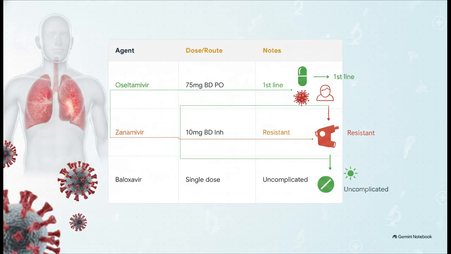When you do need to use antivirals, here's a look at your pharmacological arsenal. First-line therapy is oseltamivir, commonly known as Tamiflu, given orally twice daily for 5 days. If you're dealing with an oseltamivir-resistant strain, you'll want to pivot to inhaled zanamivir. And for healthy, uncomplicated cases, you have the convenience of baloxavir marboxil. It's a cap-dependent endonuclease inhibitor that works beautifully as just a single dose.